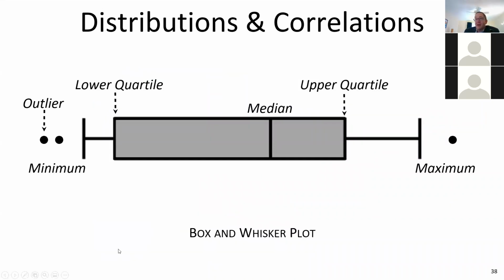So again, we can have outliers that normally we throw away, but a quarter of your values are here, a quarter of values are here, a quarter are here, a quarter are here. It tells you the distribution, but it also tells you where the middle point is.